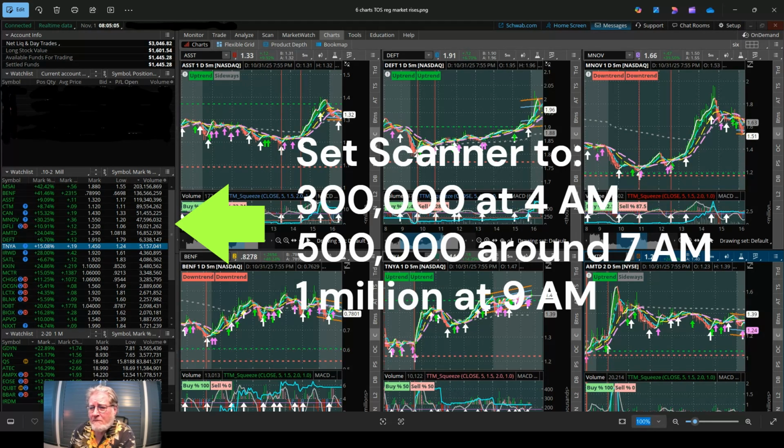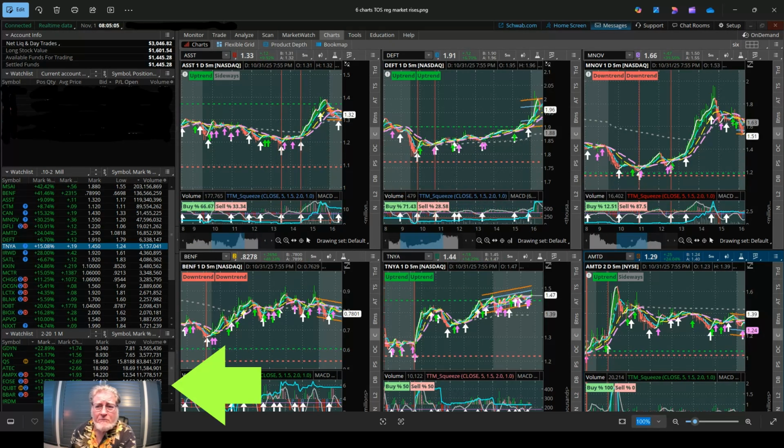and leave it right there for the day, 1 million minimum. Now, just below this scanner is another scanner, and it picks up where this one leaves off. This one was 10 cents to $2. The one below it is $2 to $20, and same volume setup, 300,000 in pre-market, 500,000 around 8 o'clock, and 1 million around 9 o'clock or just before opening.